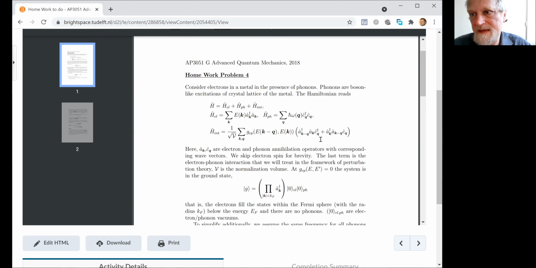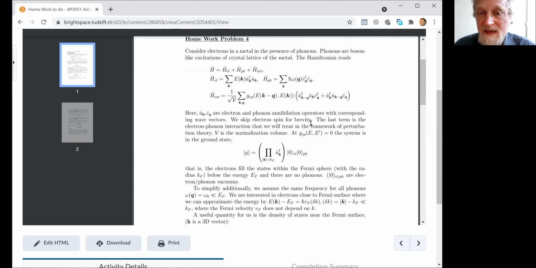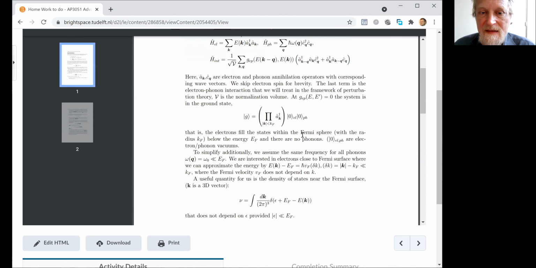Again, I repeat again and again, before actually going to concrete points of the problem, I want to emphasize already now that this is crucial. One has to understand how elements of the perturbation Hamiltonian work on the state. So what do they do? Fine. All right. So we skip electron spin for brevity. One could also consider different spins of electrons, but it doesn't matter much in this context. Right. As promised, we deal with this interaction by means of perturbation theory.